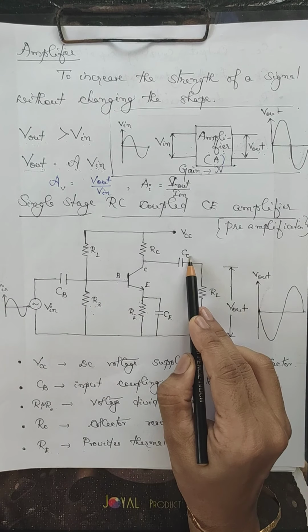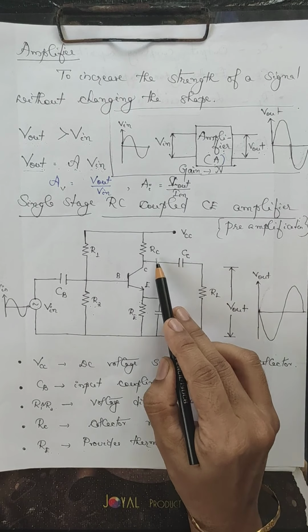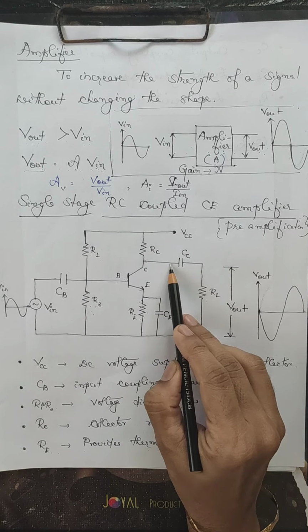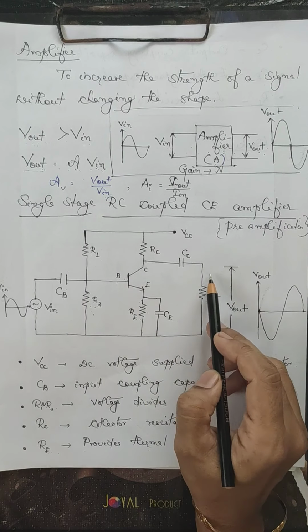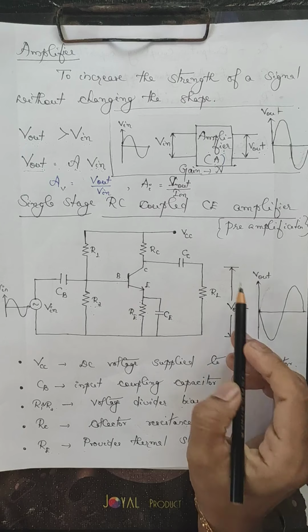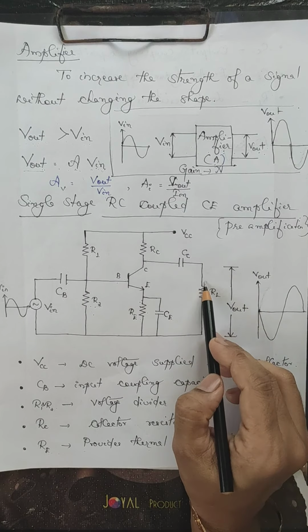So CC prevents DC signal, if any, present in the output voltage of the collector from reaching the load. It passes only AC voltage to the load. So RL is the load resistor across which we are taking the output. So output voltage will be taken across the load resistor RL.